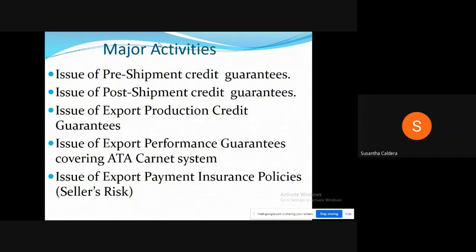Under their major activities, they issue pre-shipment credit guarantees. Pre-shipment. Issue of post-shipment trade guarantees. Issue of export production credit guarantees. Issue of export performance guarantees covering the ATA Carnet system. Carnet, the T is silent. Carnet system. Issue of export payment insurance policies.